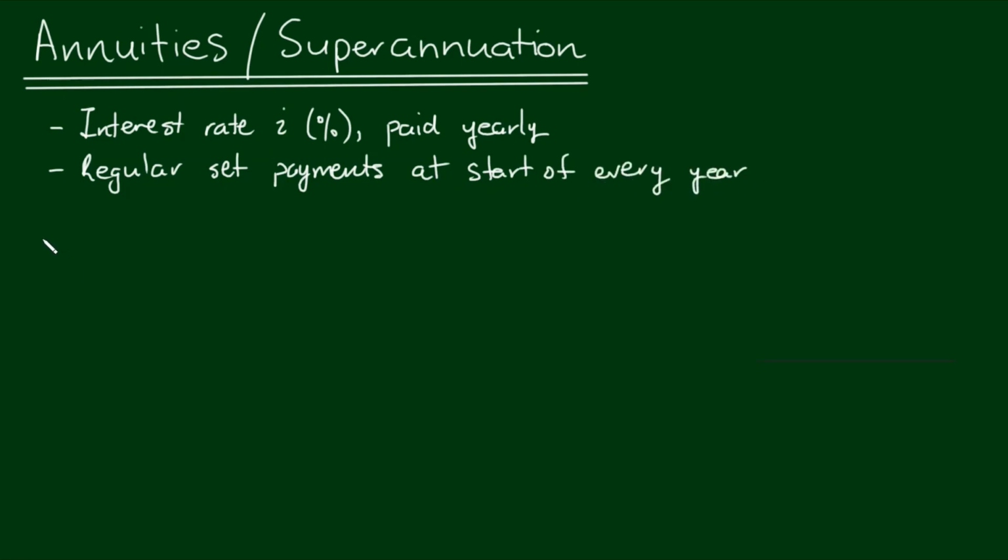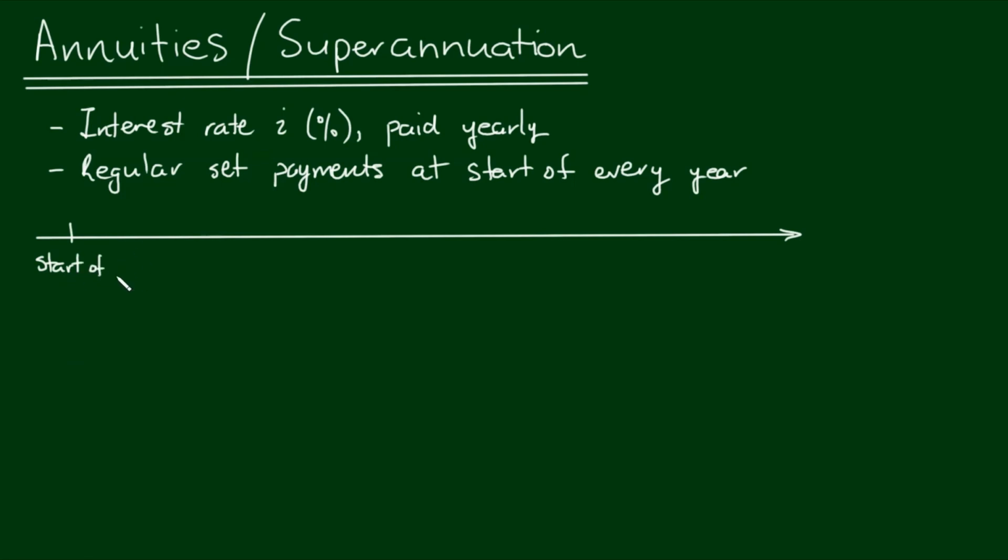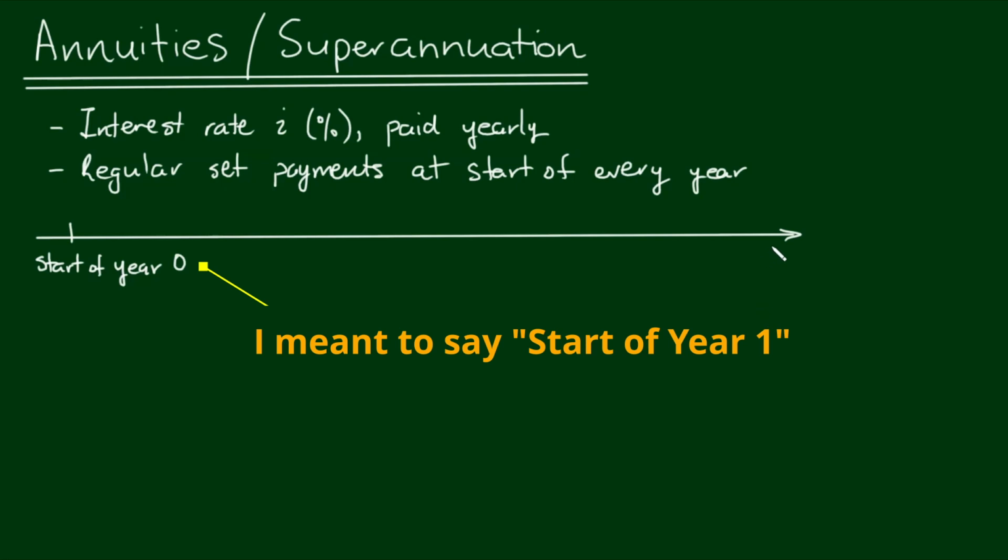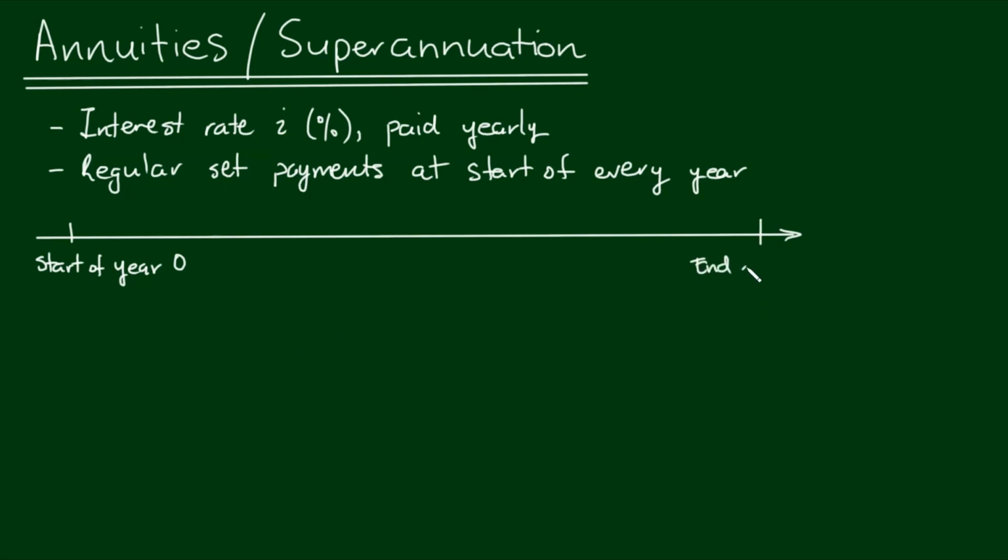So let's draw a timeline. We're going to start making payments at the start of year 0, so let's mark that. And we're going to calculate the amount that is due at the end of year, let's say year 20. And to keep things really simple, we're just going to be making payments of $1. Alright, so at the start of year 0, we'll make our first contribution. Let's call this C1 of $1.